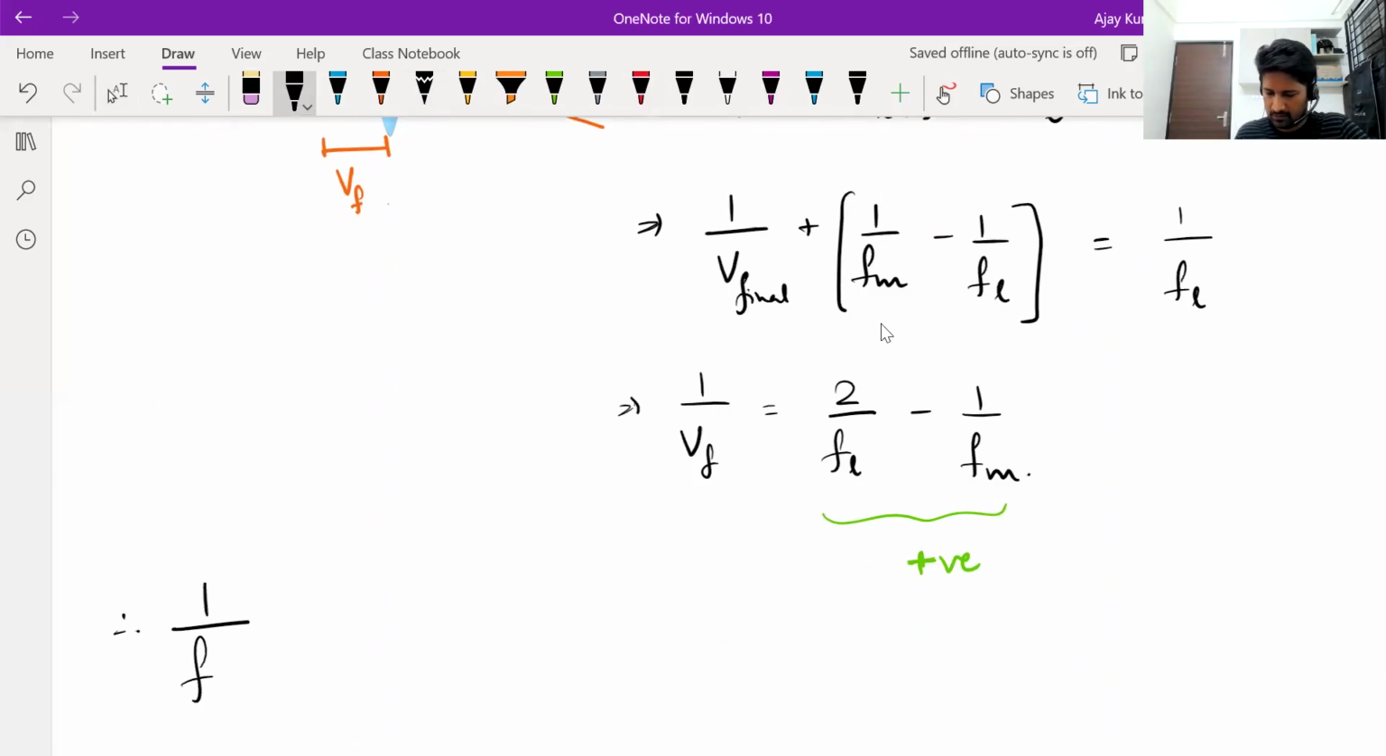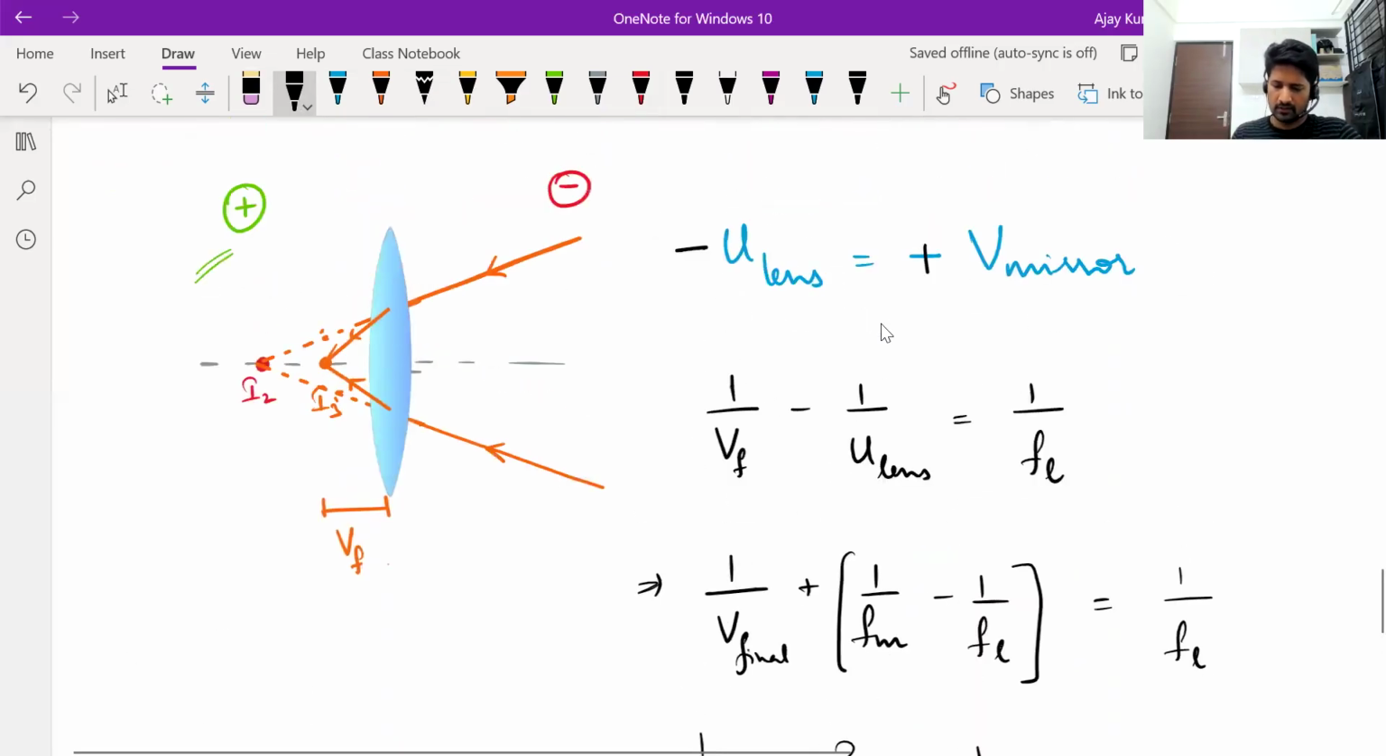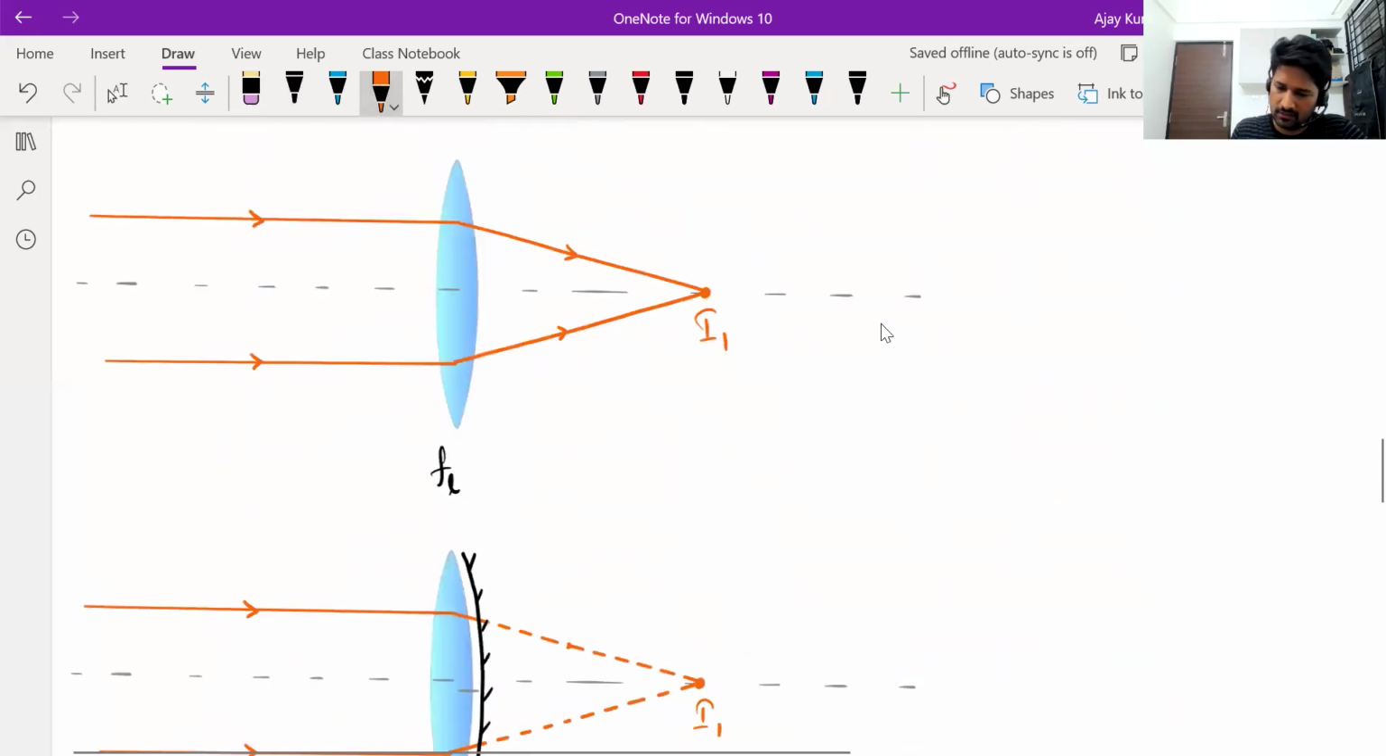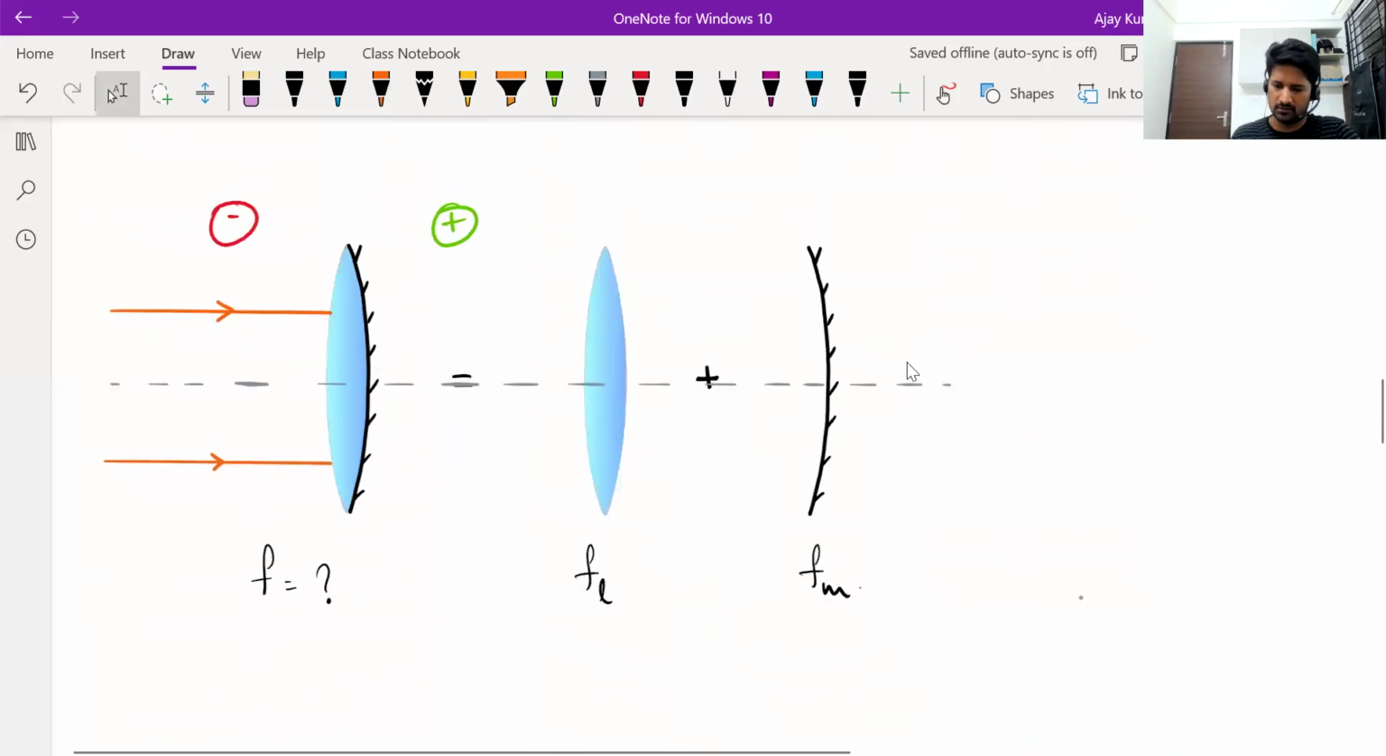Therefore, 1 by V of the system. Okay, let me put it this way. This I3 is image formed by the lens. Final image formed by the lens. That itself is the final image formed by the entire system also. The entire system forms an image here, after all the refractions. Okay, wait. This is the original diagram. That last step that we did was written taking this side positive and this side negative. And we got this VF.